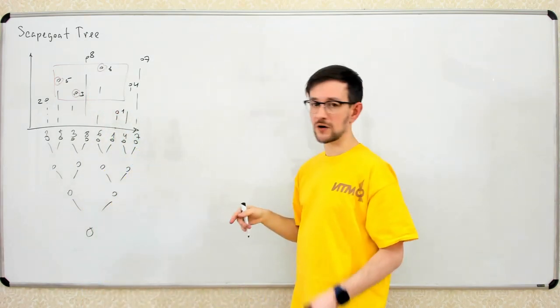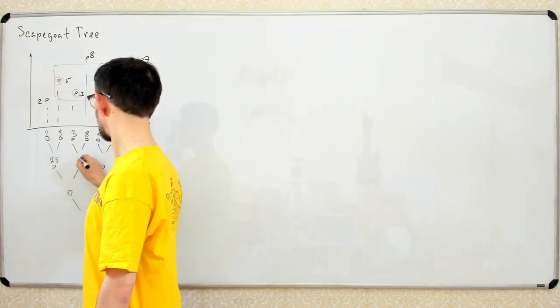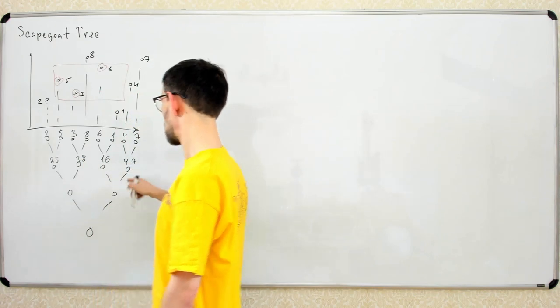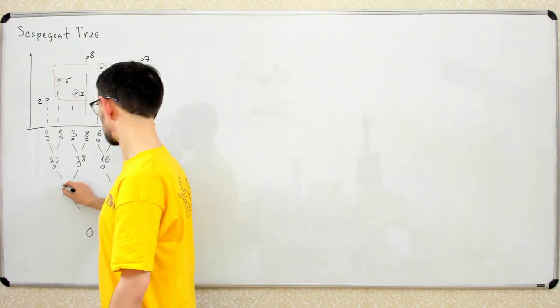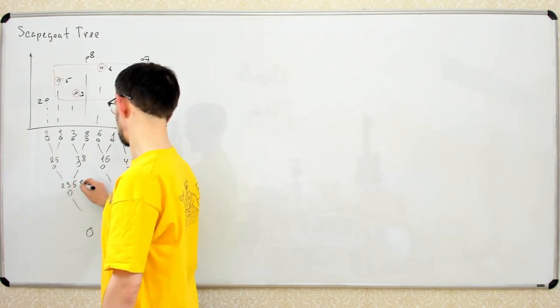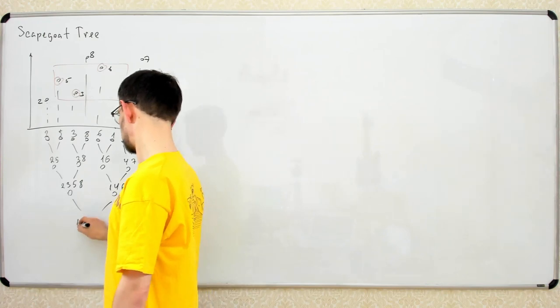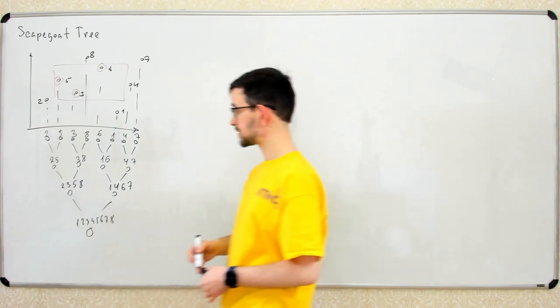On the next level, you have lists of size 2. So here you have 2 and 5. Here you have 3 and 8. Here you have 1 and 6. Here you have 4 and 7. On the next level, you have lists of size 4. So here you have 2, 3, 5, and 8, and here you have 1, 4, 6, and 7, and here you have a list of all points.